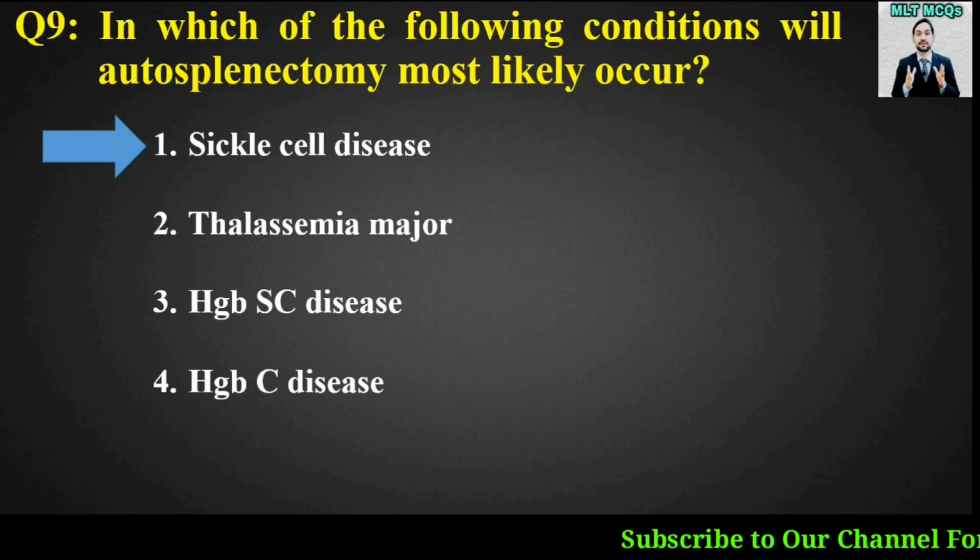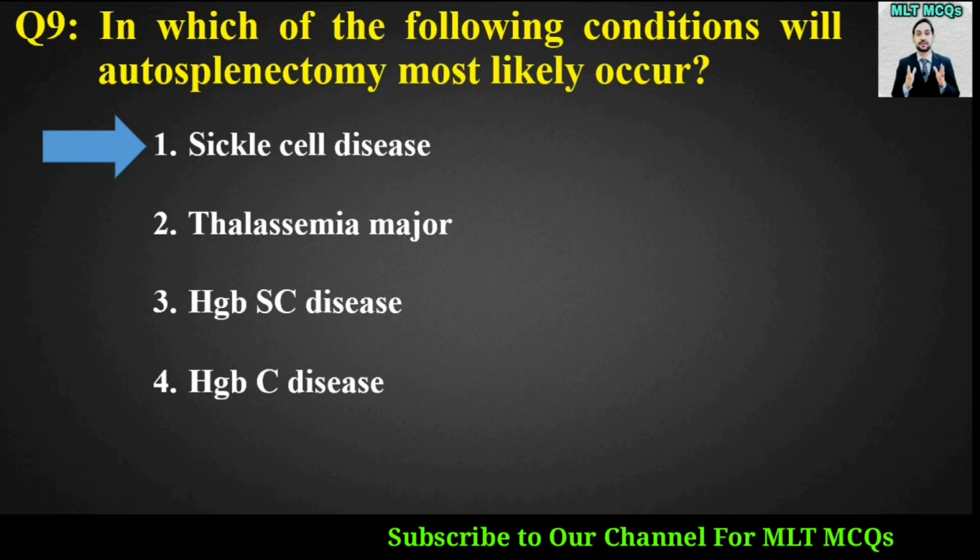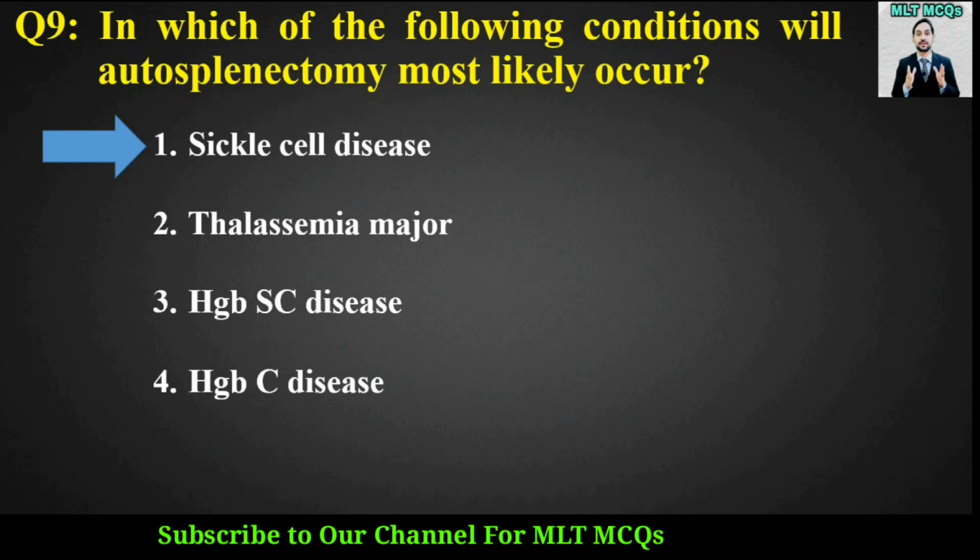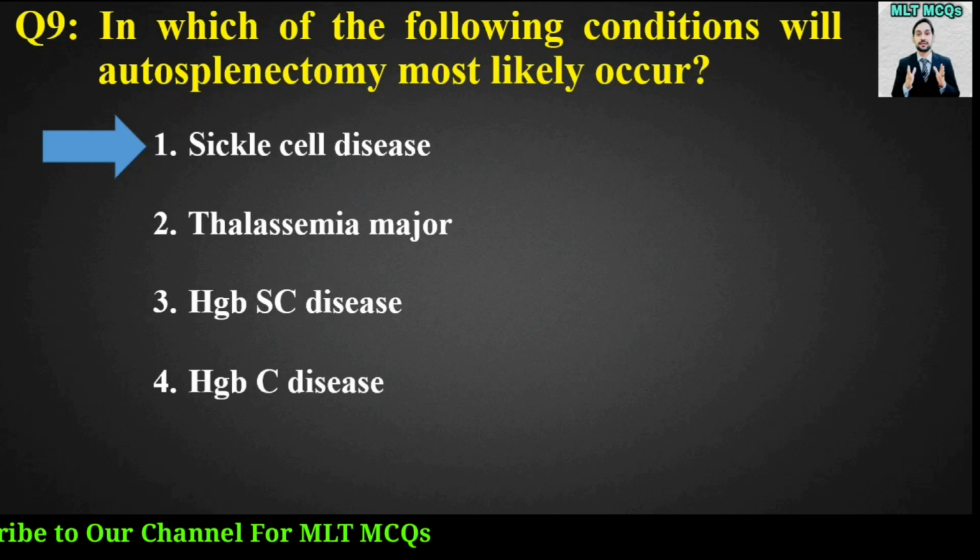Autosplenectomy occurs in sickle cell anemia as a result of repeated infarcts to the spleen caused by the overwhelming sickling phenomena. So the right answer for this MCQ is sickle cell disease.